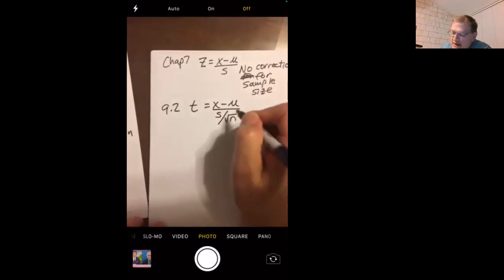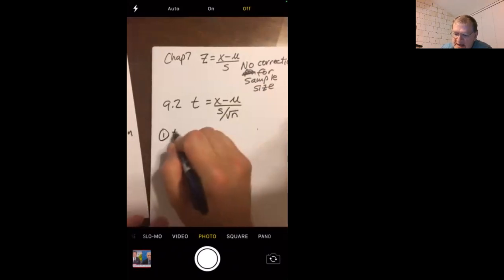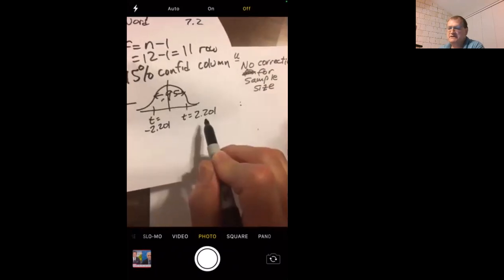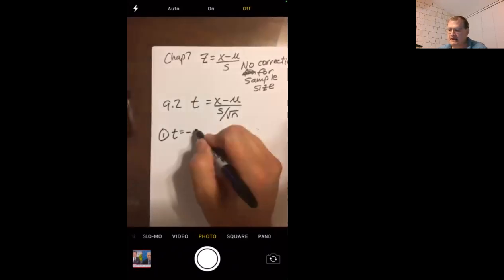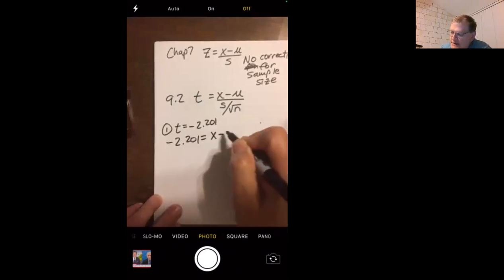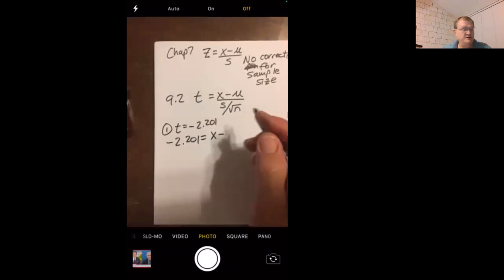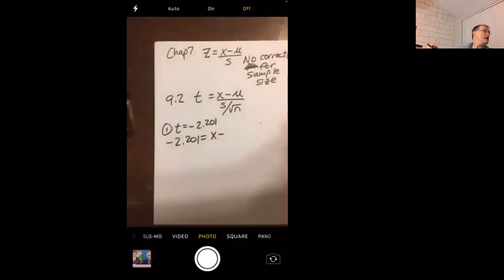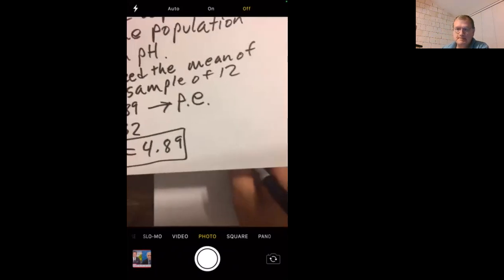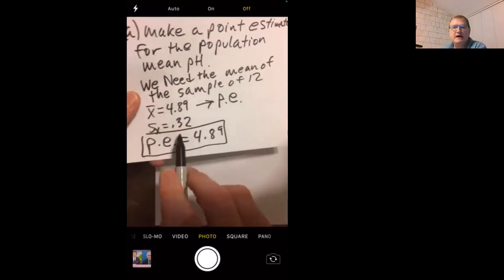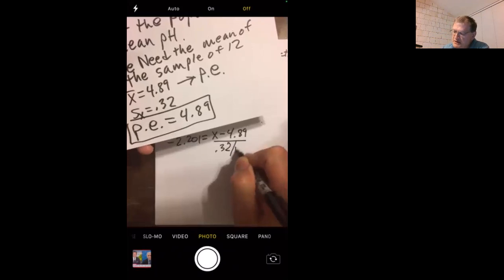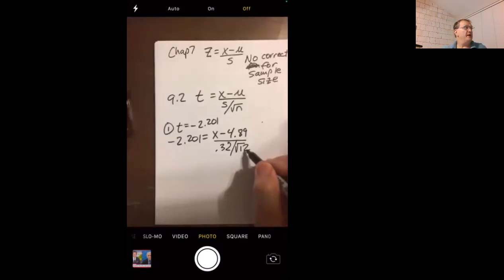All right. We need 2 of these. You're going to have T is negative 2.201 and 1 for positive 2.201. Negative 2.201 equals X minus, okay, it's on previous sheets, whatever that mean was. The mean was 4.89, divided by your standard deviation, which was 0.32. This is where you need your standard deviation, that's why I went ahead and found it. And that's divided by the square root of 12. Use your full N there.